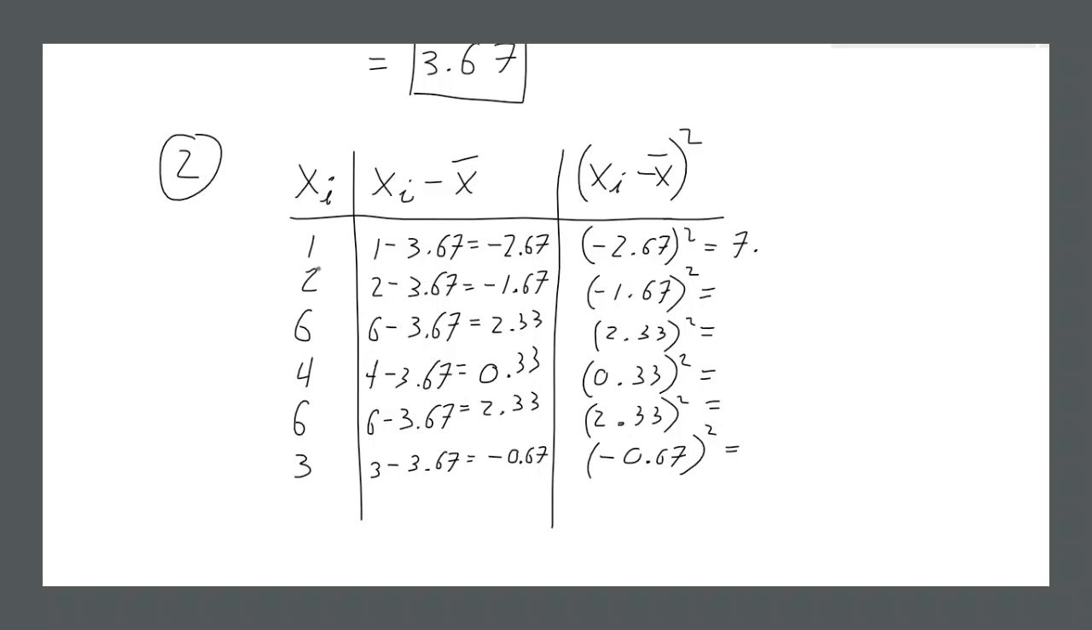And that is 7.13. Negative 1.67 squared is 2.79. 2.33 squared is 5.43. 0.33 squared is 0.11. And this is 5.43 again. We already had 2.33 squared. And then the last one, negative 0.67 squared, gives you 0.45.